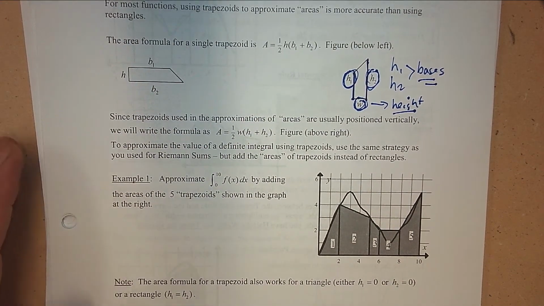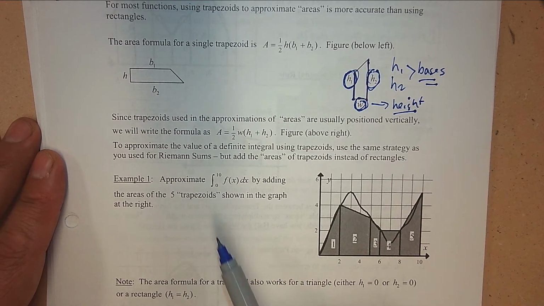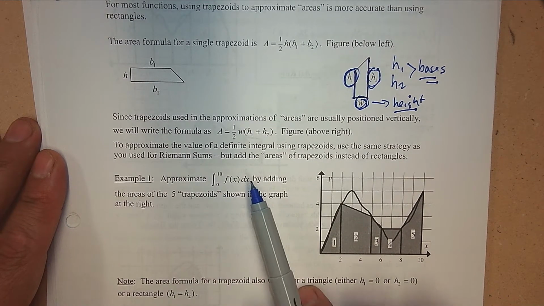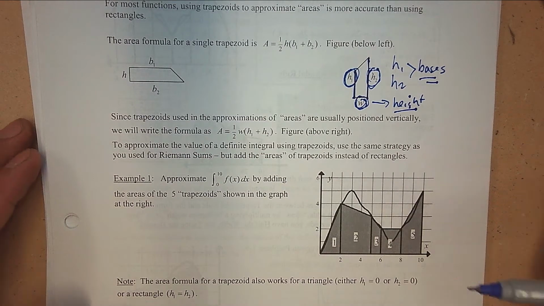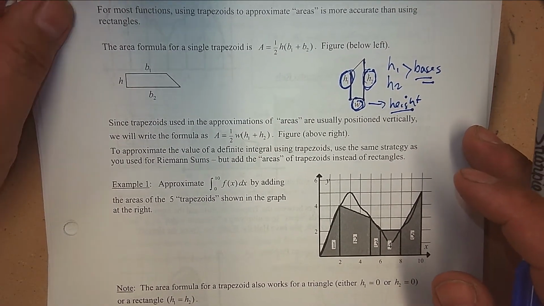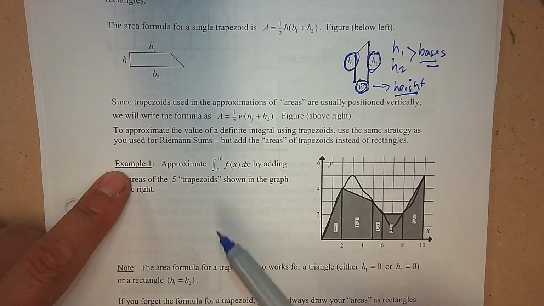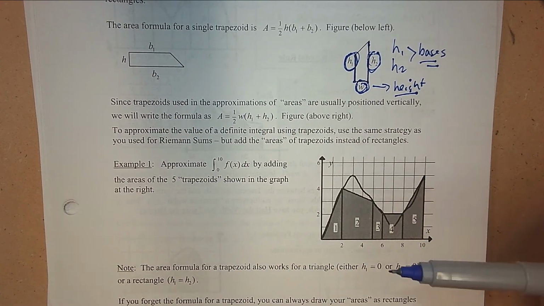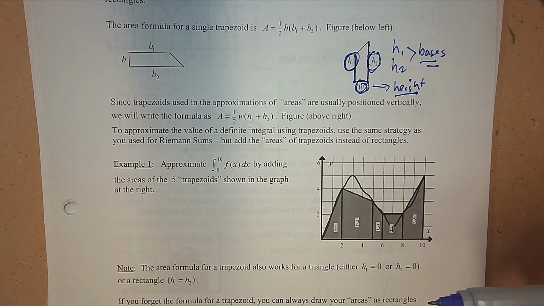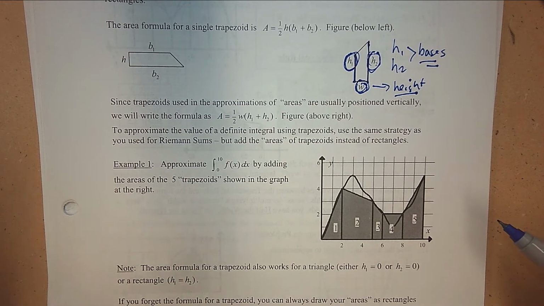To approximate the value of a definite integral using trapezoids, use the same strategies as Riemann sums, but add the areas of trapezoids instead of rectangles. So the same idea, but we're going to add trapezoids instead of rectangles. Okay, example 1. Approximate from 0 to 10 by adding the areas of the 5 trapezoids shown. Notice these trapezoids all have a different width, so we can't use a single formula. So each trapezoid is different.